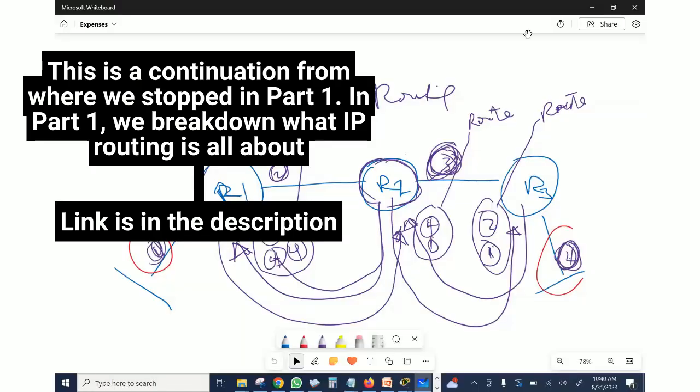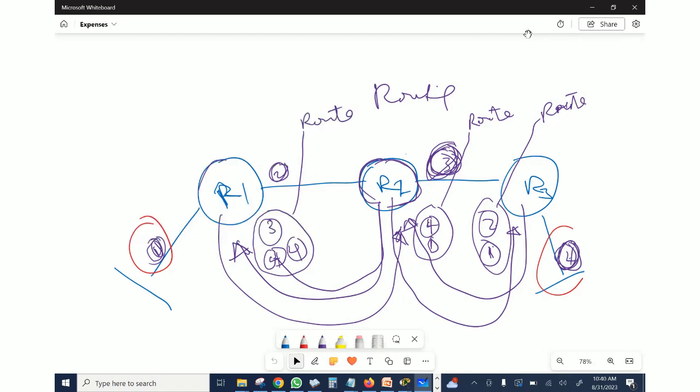Okay, so let's go and see how routing works. How to configure routing. There are three ways to perform routing.